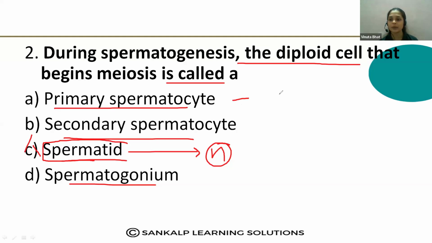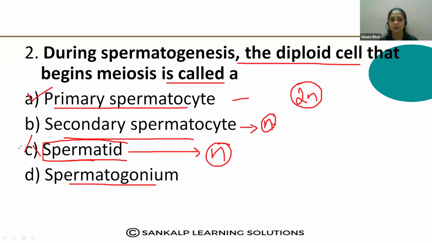The primary spermatocyte begins the meiosis. They are diploid in condition. Secondary spermatocytes are haploid, produced after the first meiosis. After the first meiotic division is complete, secondary spermatocytes are formed. They are haploid in condition. In the question it says the diploid cell, right? So option A is the correct answer.